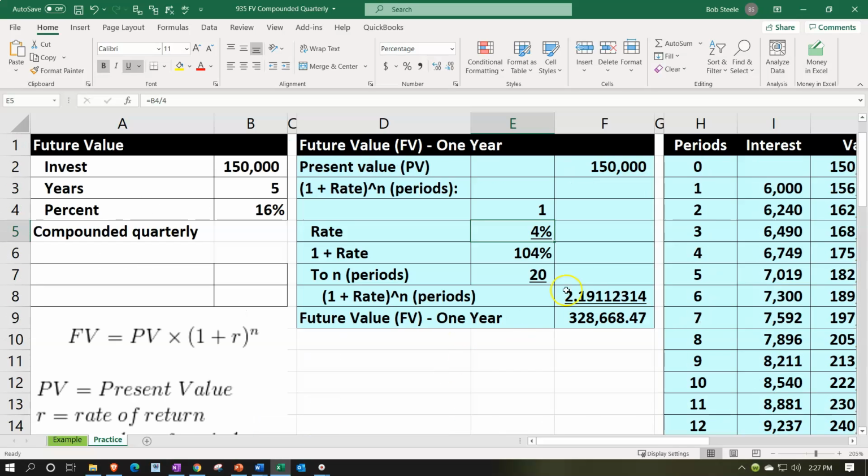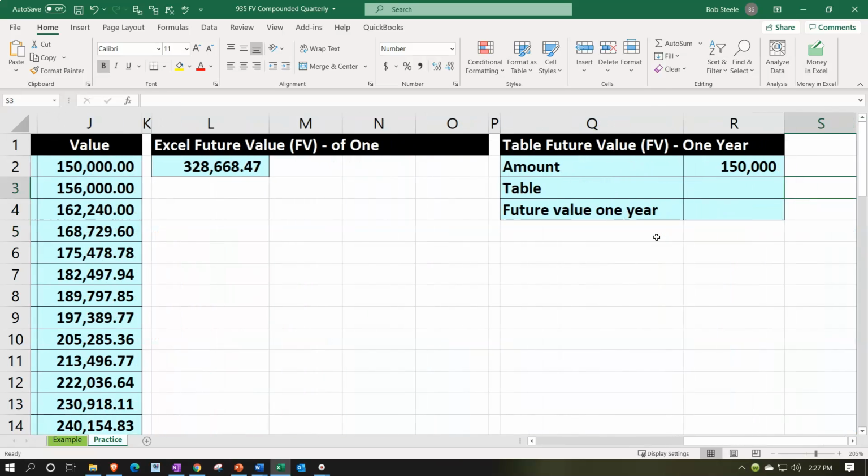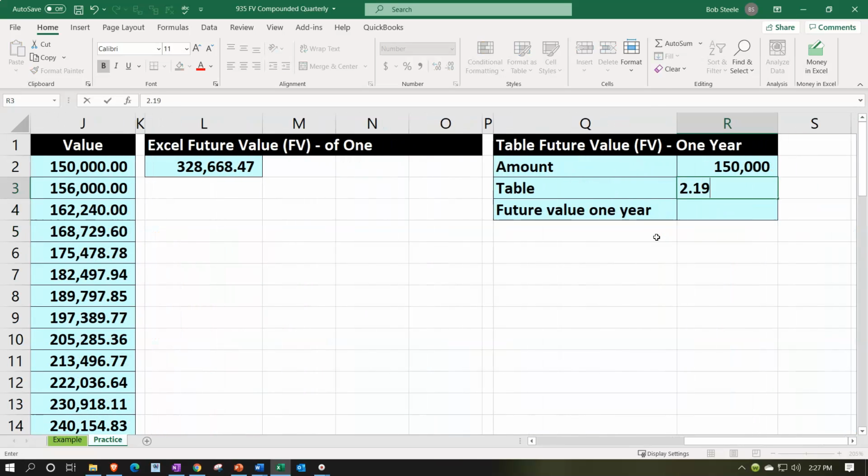2.1911. Adding decimals, home tab, numbers, decimalizing it, and then home tab font, underlining it, and then multiplying it. 150 times the 2.1911. Let's add a couple decimals here. Home tab, numbers, add a couple decimals there.